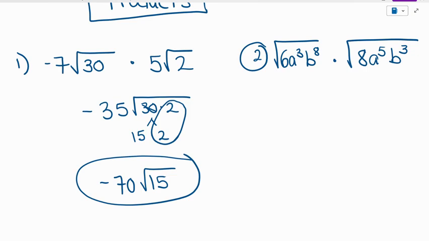If you wanted to, could you simplify each of these first, then multiply? Yeah, you absolutely could. You can simplify each of these first, then multiply, or multiply, then simplify. It really doesn't matter. It's really just whatever you prefer.